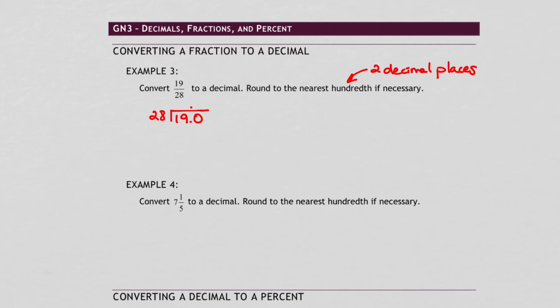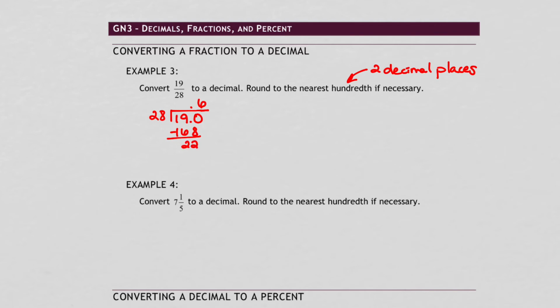So how many times does 28 go into 190, basically? You can get out your calculator and figure this out. It goes 6 times. Then 6 times 28 is 168, which we subtract. Basically, the most times that 28 will go into 190 is 6. But there will be some left over. 190 minus 168 is 22.